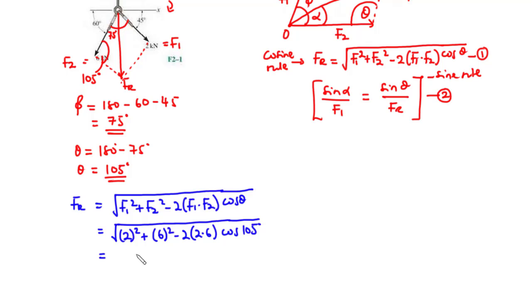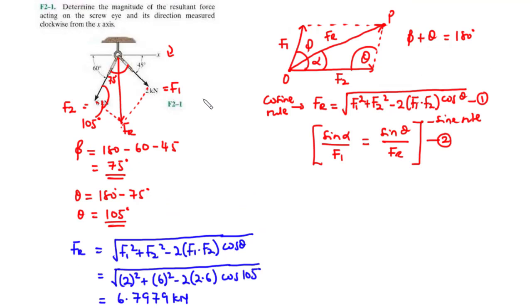So after simplifying this, we are going to get 6.7979 kilonewtons, and then we are going to leave our answer to 2 decimal places, that is 6.80 kilonewtons. So that is the magnitude of the resultant force Fr. Now let's find the angle formed between Fr and the positive x-axis in the clockwise direction. So we are moving this way in the clockwise direction.